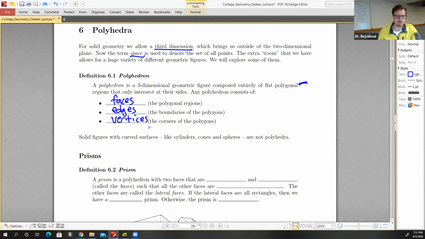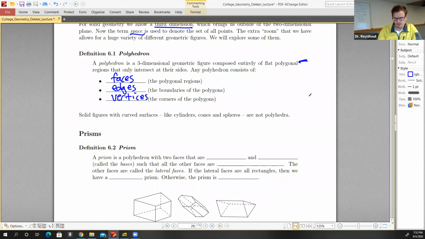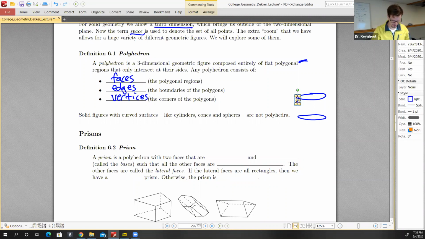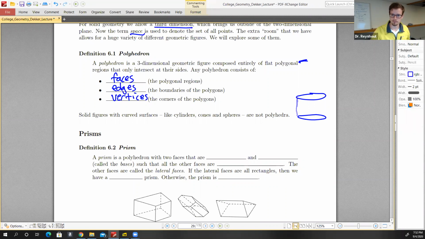So solid figures with curved surfaces, like cylinders, cones, and spheres, are not polyhedra. So a cylinder, for example, is not a polyhedron. Okay, it has one face that goes all the way around, and it isn't flat. It's not a polygon. So this is not a polyhedron.